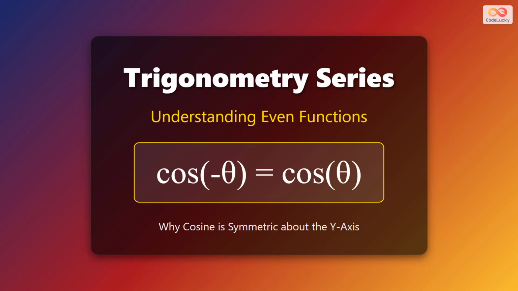Today, we are going to explore a fundamental property of the cosine function, why the cosine of negative theta equals the cosine of theta. This is often called the even function property.